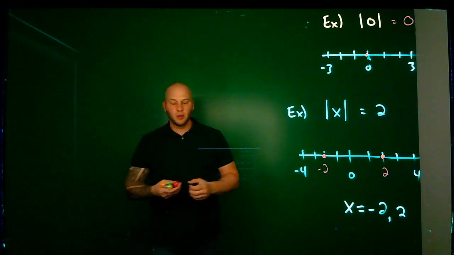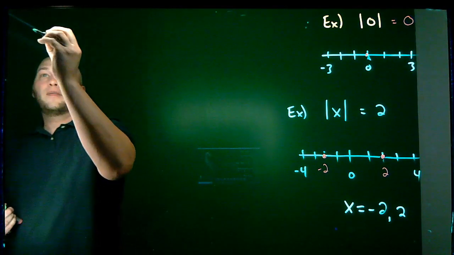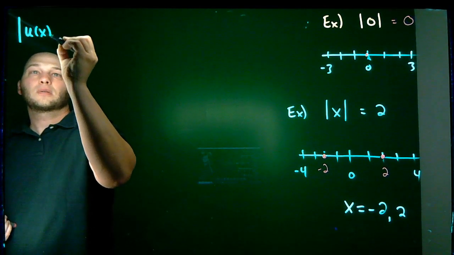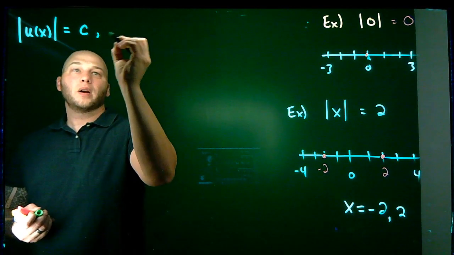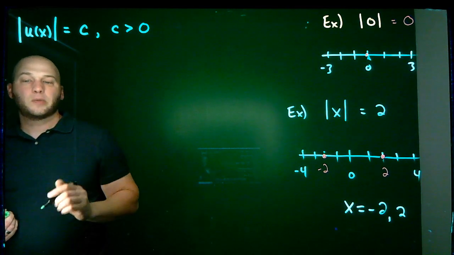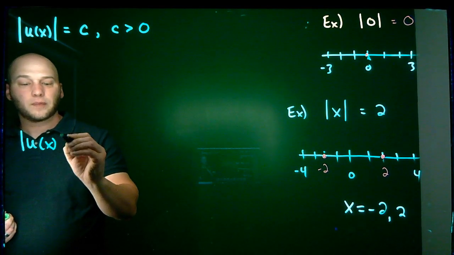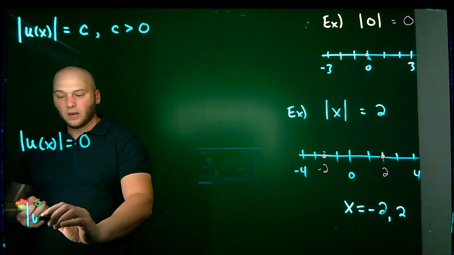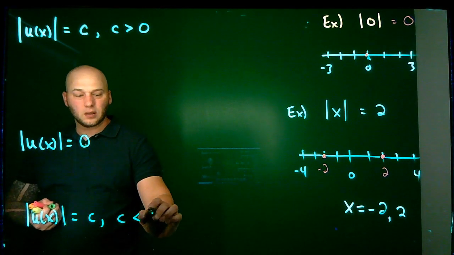Here are the 3 general cases that we can have for solving absolute value equations. I have the absolute value of, let's say, u of x is equal to a constant c, where c is greater than 0. I could also have the absolute value of u of x is equal to 0, or I could have the absolute value of u of x is equal to c, where c is less than 0.